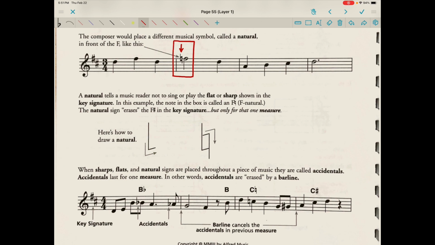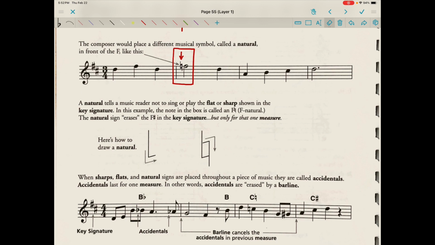First of all, let's just look at how to draw a natural. We draw sort of a sloped L, and then we draw the opposite of that here. When sharps, flats, and natural signs are placed throughout a piece of music, they are called accidentals. So here's an example of an accidental. It's a sharp, flat, or natural sign placed in front of a note, but not as part of the key signature. Here's another accidental. Here's another accidental. Here's an accidental. And here's an accidental.